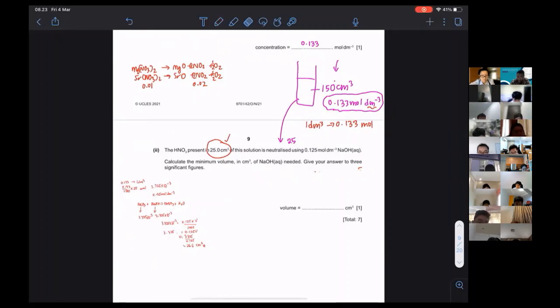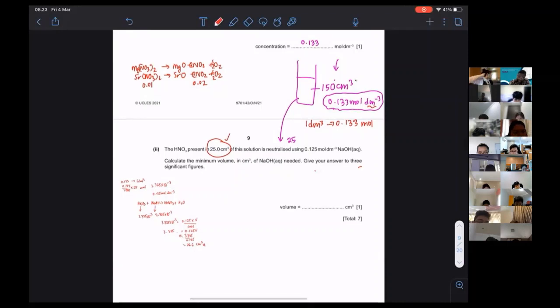If you take 150 cm cube, this is your concentration. If you take 25 cm cube, your concentration is still going to be 0.133 mole per dm cube. All my explanation is based on this. It means the concentration doesn't change. The number of moles will change, but the concentration will not change. Do remember that. Concentration will change only if you dilute the solution, by adding water and so on.